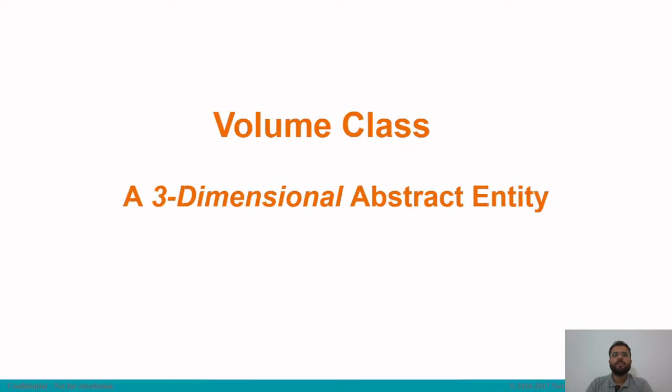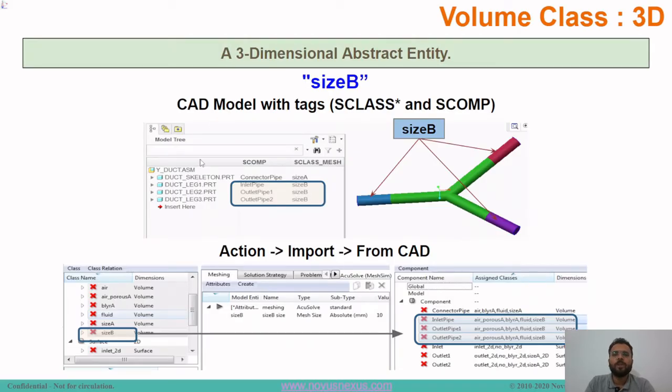So first one is volume class, a three-dimensional abstract entity. A three-dimensional volume class represents an abstract fluid space. For example, in this model, a class size B is attached on three legs of a viaduct CAD model. In the abstract model, we have attached mesh size attribute on size B class. Let us remind ourselves that we have attached mesh size attribute on abstract class and not on geometry.